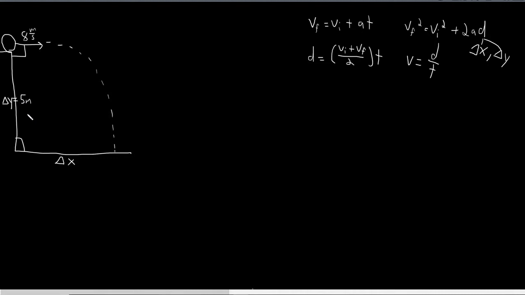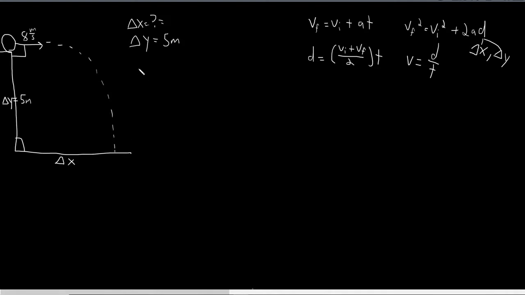All right, so let's start listing what we know. I know that the change in distance in the x direction is what we're looking for, so I'm going to leave that a question mark. I know that the change in distance in the y direction is 5 meters. I know I'm on Earth.